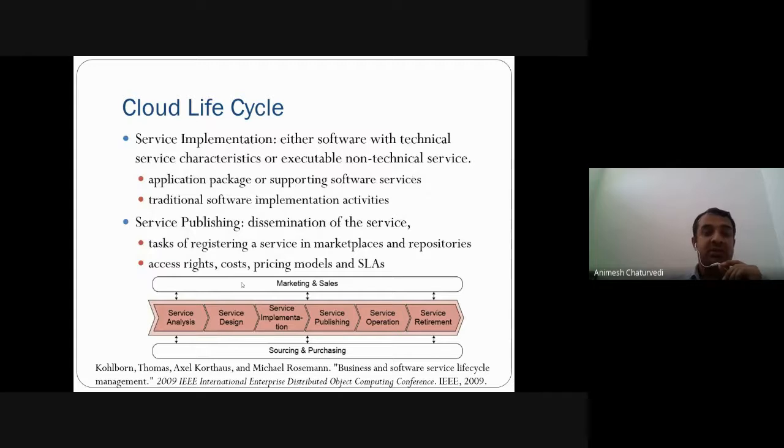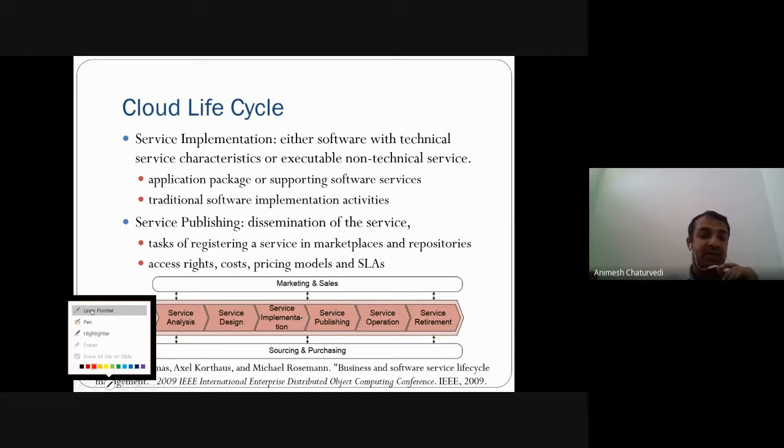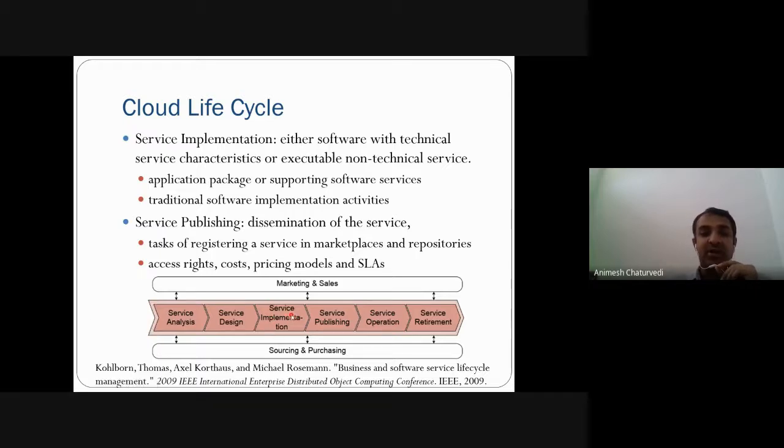So in the third part, that is service implementation. In the service implementation part, you have to study either the software, which would be technical, or the service characteristics, executable, and the non-technical service environment. Then the cloud should also have, with the service, application packages and supporting software services.